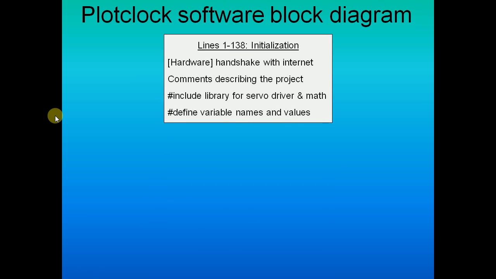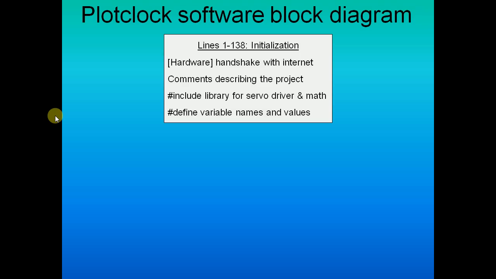First of all, we have the first lines 1 through 138, which are for initialization. The first thing the Plotclock does when it's powered up is the particle core will go to the internet and handshake with the particle cloud, and from there it gets the time from the internet, so it knows what time it is currently. Then there are many comments within those first 138 lines explaining how the project works.